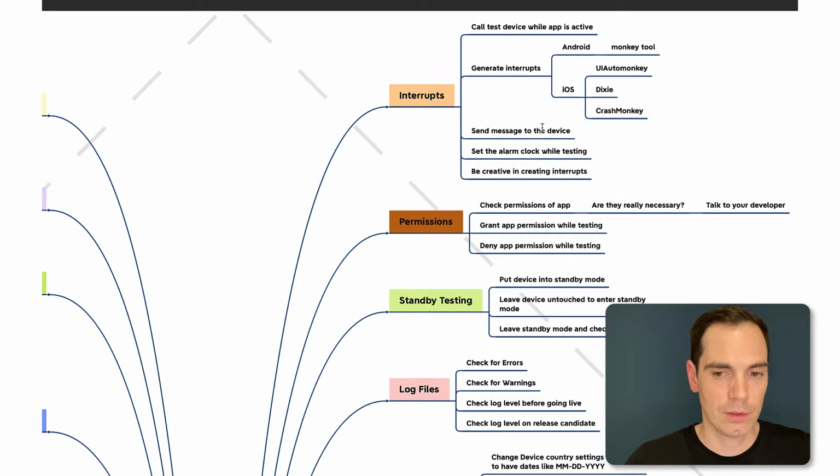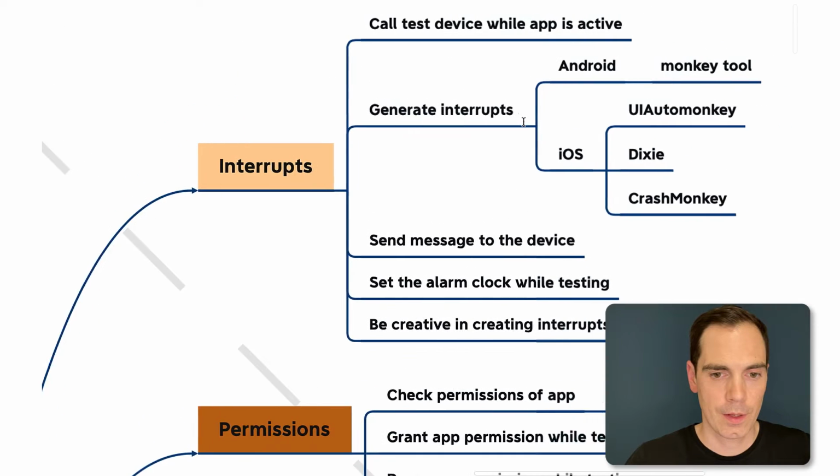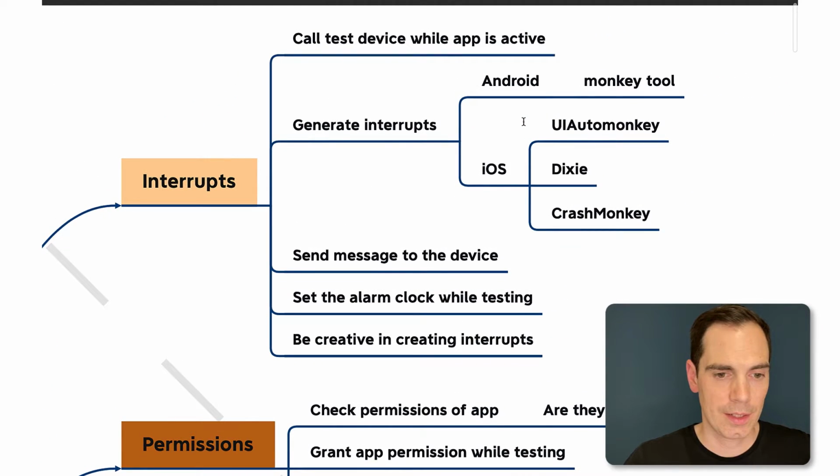So let's go to the other side. What do we have? Interrupt testing. Yeah, that's also really important. So what's an interrupt? Basically, it's whenever you have your app up and running and you get any kind of push notification or a call is coming in. Whenever you test your app, get another phone and just call the phone while your app is active and see how the app reacts.